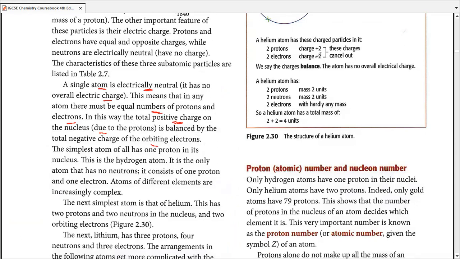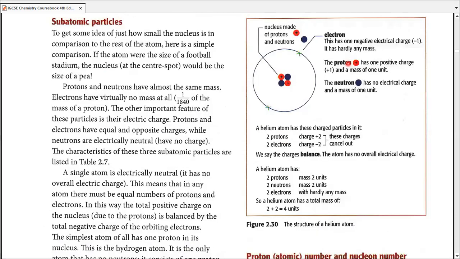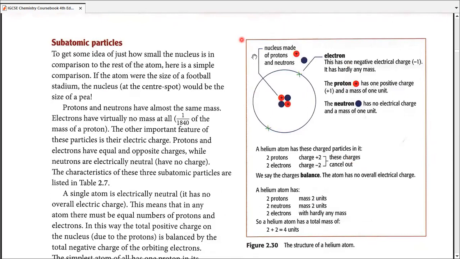Let's clarify that with the example given on the top of the page for the structure of a helium atom. The protons are given with this red plus charge. These are the neutrons with purple color, which have no charge. And these crosses are actually electrons. So you'd see they have a total of 2 protons. The overall charge would be plus 2. Every proton has 1 charge. 2 into plus 1 is equal to plus 2. And there are a total of 2 electrons, which means the overall charge is going to be minus 2.